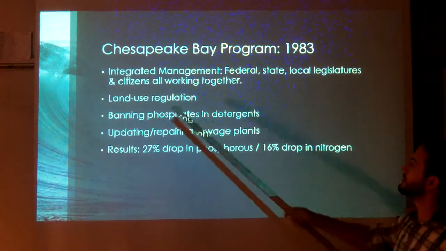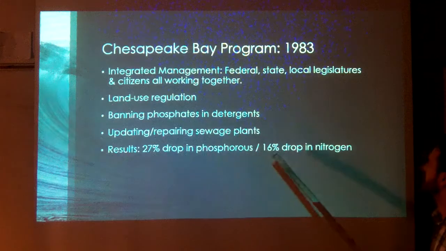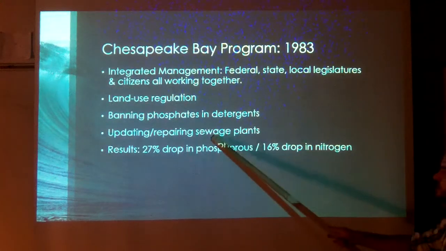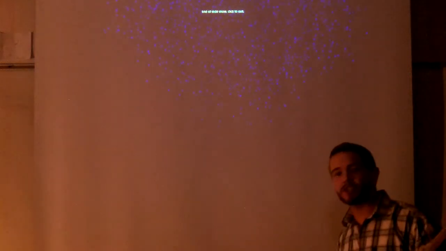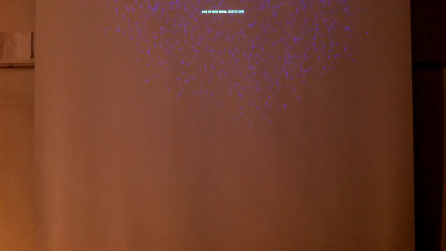So the phosphorus comes from the banning of the detergents, and the nitrogen comes from the reduction of sewage into the bay. And that is all for that one. Short and sweet.